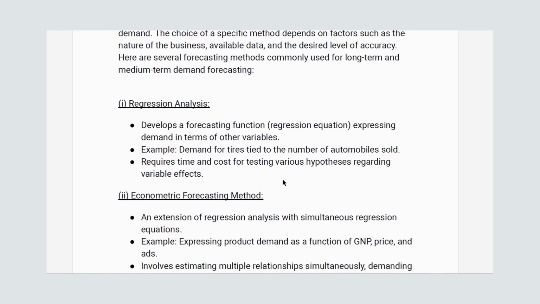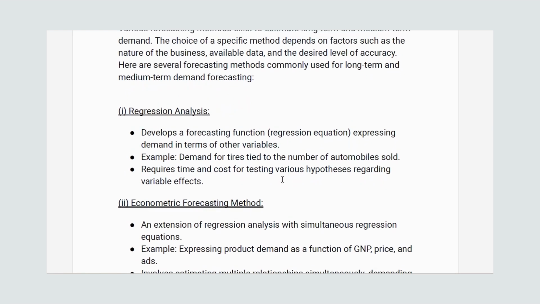Regression analysis develops a forecasting function expressing demand in terms of other variables, like demand for tires. Here there is a spelling mistake, TYRES. So the demand for tires is linked with the number of automobiles sold, right? That is what it says. It requires time and cost for testing various hypotheses regarding variable effects.